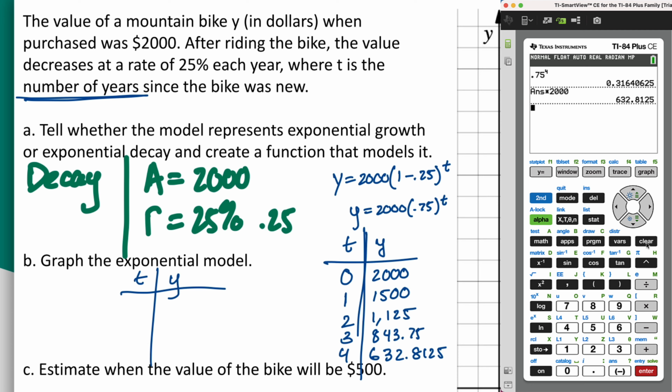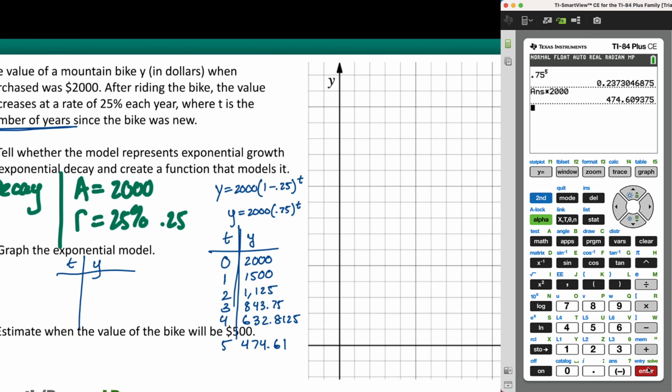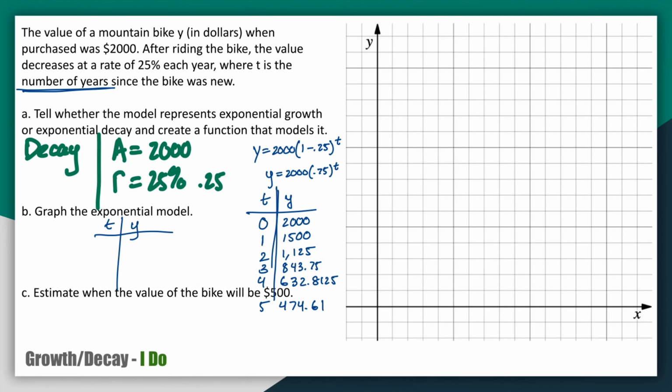You can round that to the hundreds. And then we're going to do 5. Okay, so 0.75 to the power of 5 equals a number times 2,000 gives me $474, and we're going to round that to 61 cents. Okay, now we kind of have enough to answer C, but we do need to go and graph this, and those are all of our points.